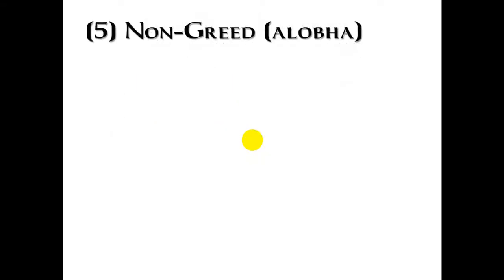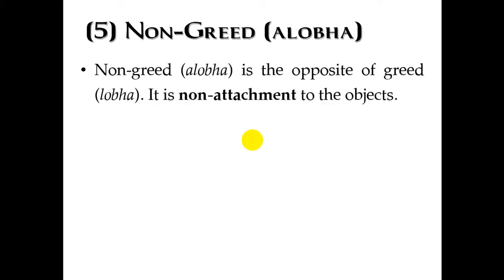So now we'll go to non-greed, alobha. I think today's lesson is very important to understand. So I think as Buddhists, we must understand all these, especially today's 3. Non-greed, alobha. Non-greed is the opposite of greed, a very easy one. Alobha, non-greed, adosa, non-hatred, amoha, non-ignorance, right? So these are non-delusion. So here, non-greed is the opposite of greed.